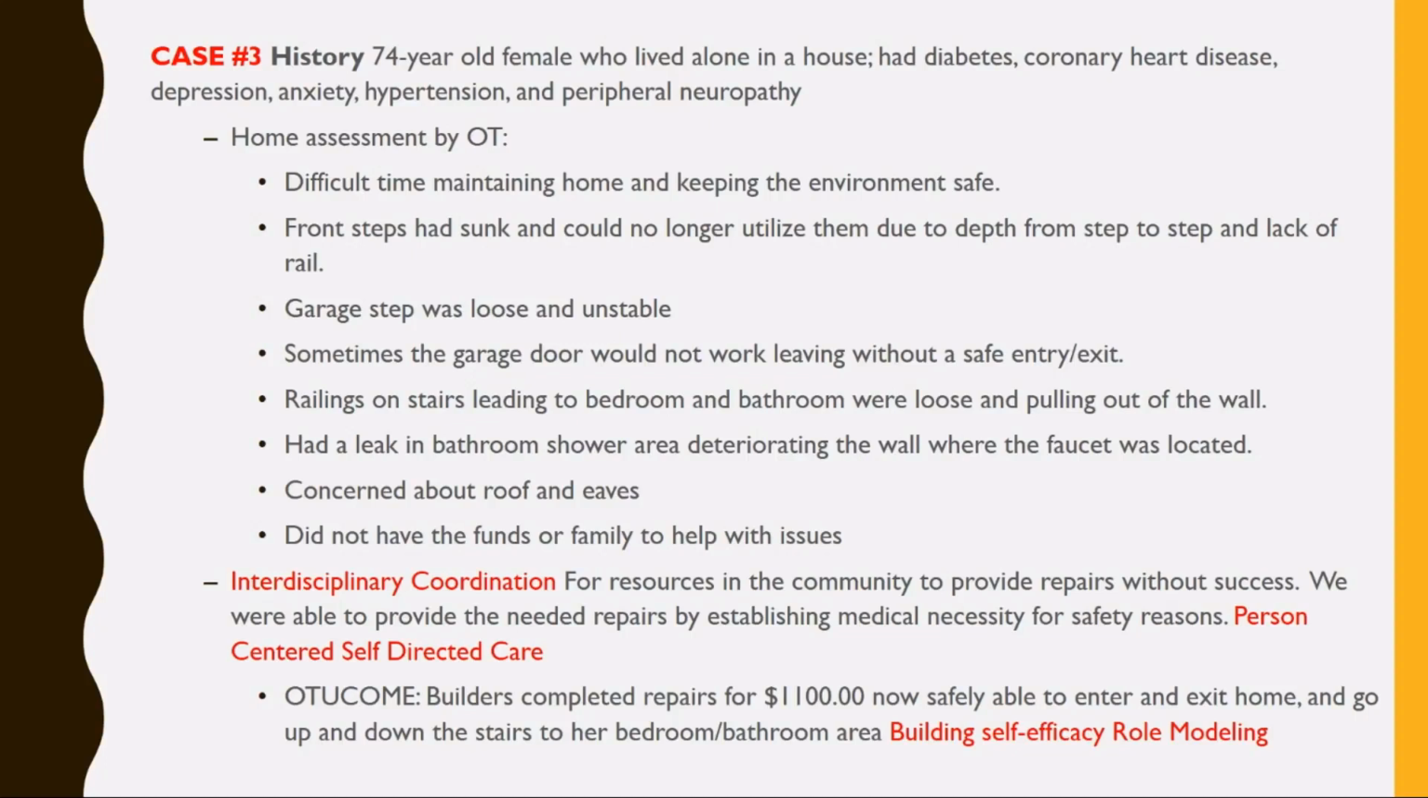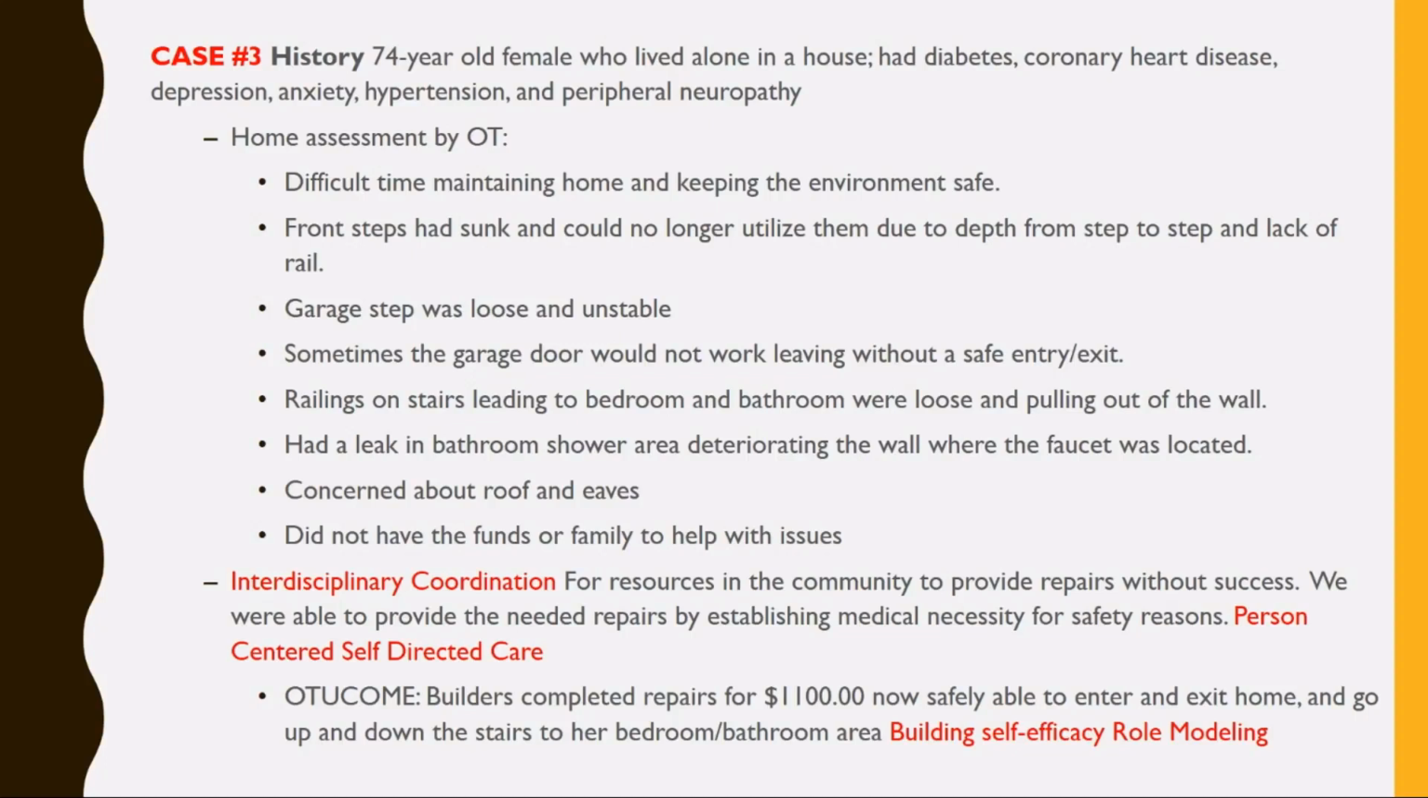In the third case, this is a 74-year-old female who lived alone in a house. She had diabetes, coronary heart disease, depression, anxiety, hypertension, and peripheral neuropathy. Upon home assessment by the OT, she found there was difficulty with time spent maintaining her home and keeping the environment safe. The front steps had sunk and could no longer be utilized due to the depth from step to step and the lack of a railing, and the garage step was loose and unstable. Sometimes the garage door would not work, leaving the participant without a safe entry and exit.